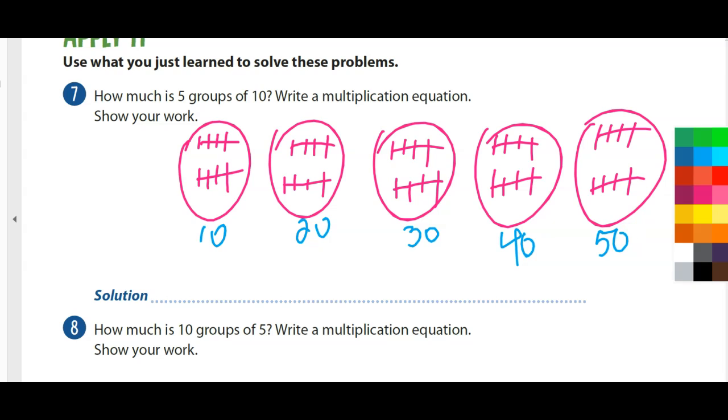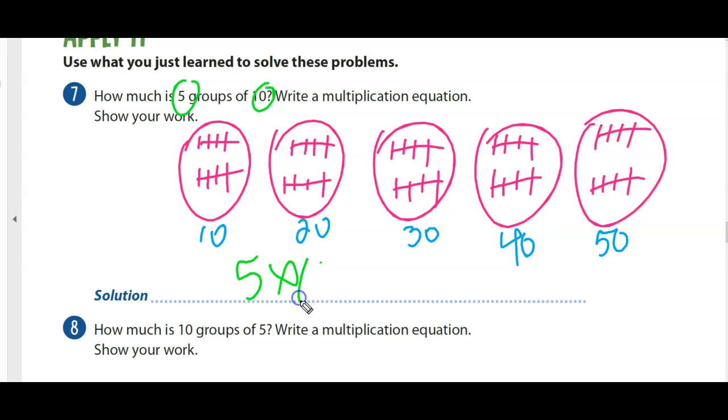And what would be my multiplication equation? What would be my multiplication equation? 5, just in this order, look. 5 and 10. So it would be 5 times 10, which is 50. Now what they want, okay, is the opposite of that.